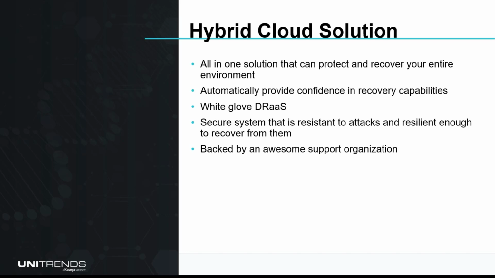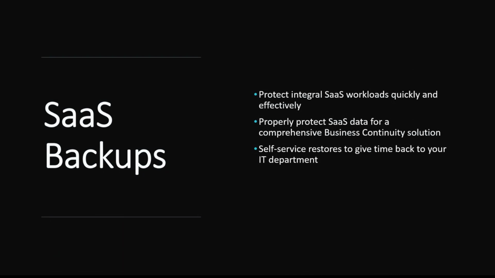Now next, I want to talk about SaaS backups. Unitrends knows it's important to protect integral SaaS workloads quickly and effectively. Office 365, G Suite, and Salesforce are the cornerstones of many businesses today. And being able to ensure that you can back up the emails and the data stored in the OneDrive or Google Drive means it's a part of a proper protection for a business continuity solution.